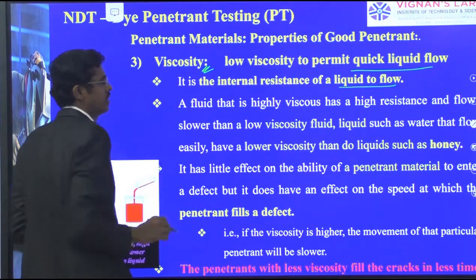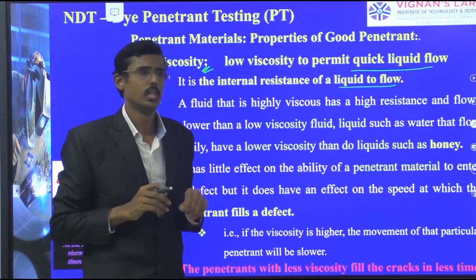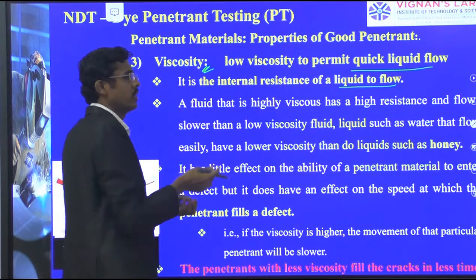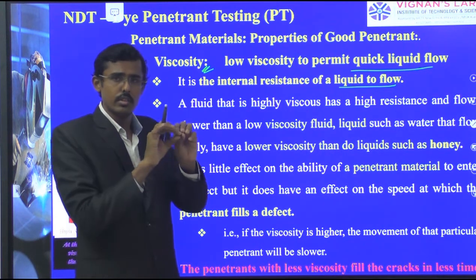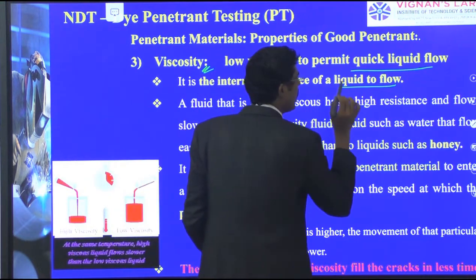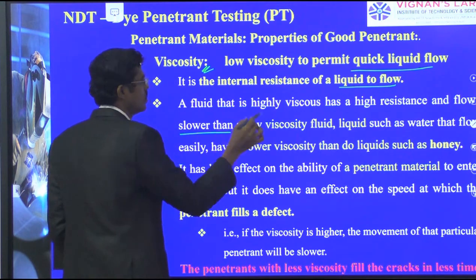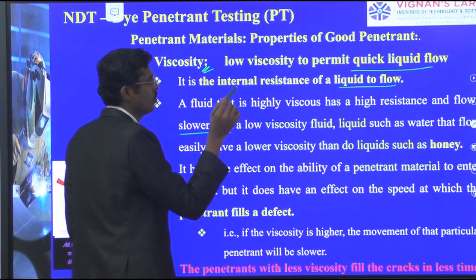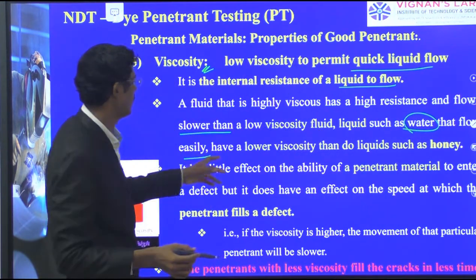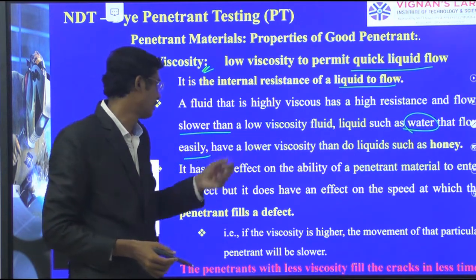It is the internal resistance of a liquid. The liquid itself is not permitting itself to move. So that is the internal resistance of a liquid to flow. A fluid that is highly viscous has a high resistance and flows slower than a low viscosity fluid. Liquids such as water flow easily, having lower viscosity than liquids such as honey or oils.